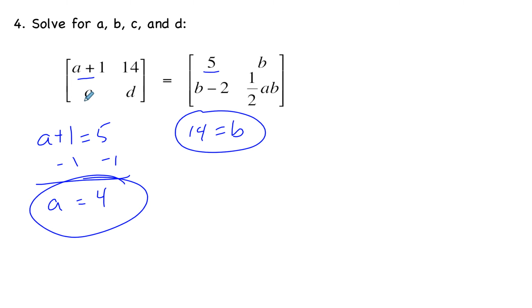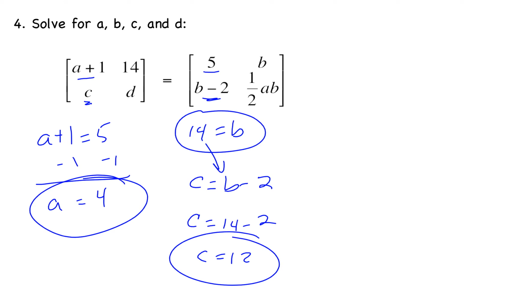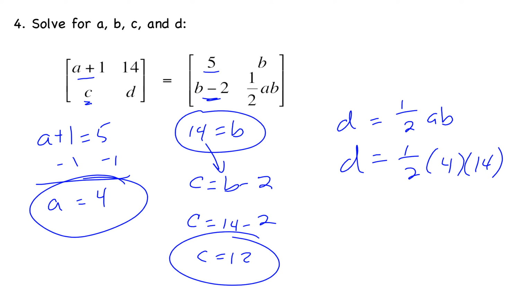Down in row 2, column 1, it says C equals B minus 2. So write that equation. But now you know that B is really 14. So C equals 14 minus 2, which is 12. One to go. The last one says D equals half AB. Well, we know both A and B now. A is 4 and B is 14. So D is half of 4 times 14, which is 28. So D equals 28.